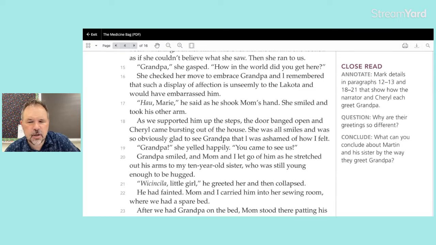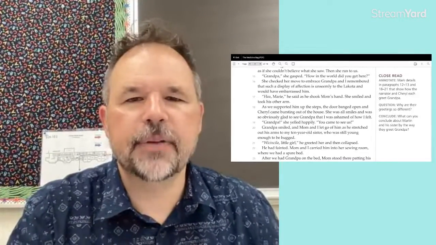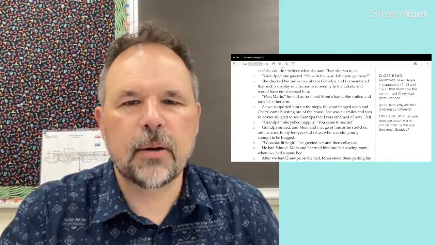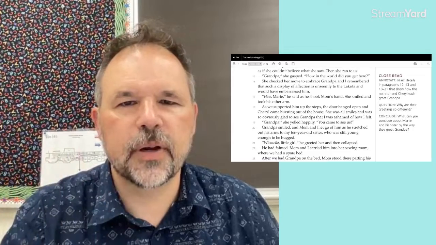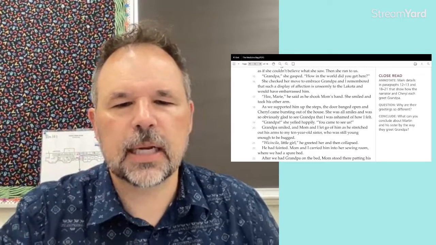So in paragraphs 12 and 13, we're not quite there yet, but we will be, and paragraphs 18 and 21 that show how the narrator and Cheryl each greet Grandpa. Why are their greetings so different? What can you conclude about Martin and his sister by the way they greet Grandpa? So what we're going to try to do here as a class, we don't have to write it down. We'll have a discussion. Narrator, little sister, very different. Why? That kind of stuff.